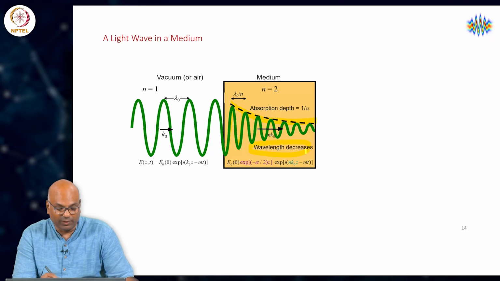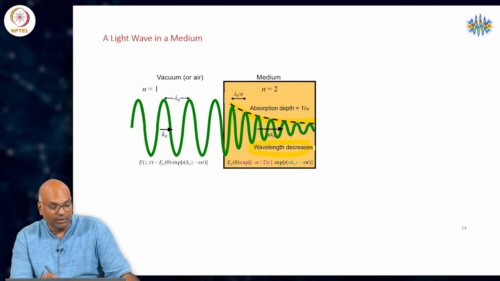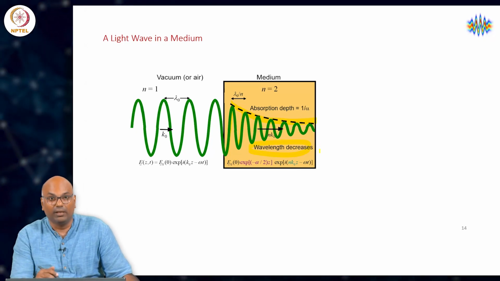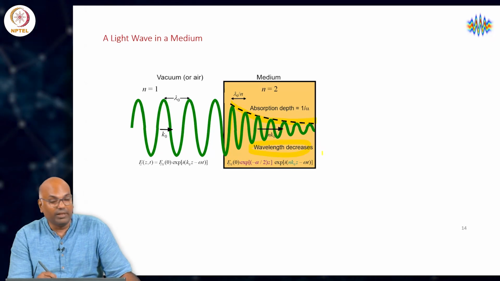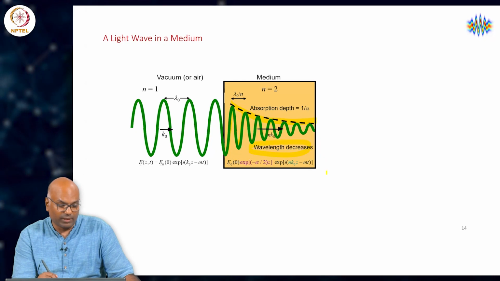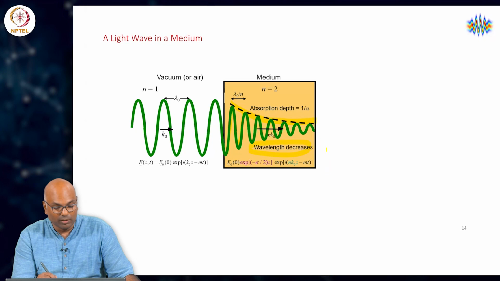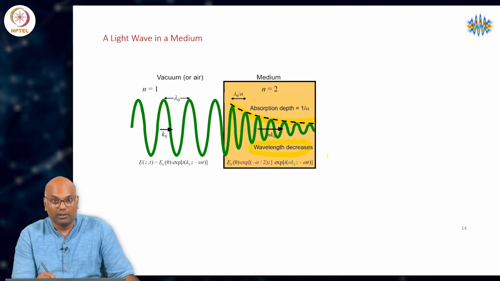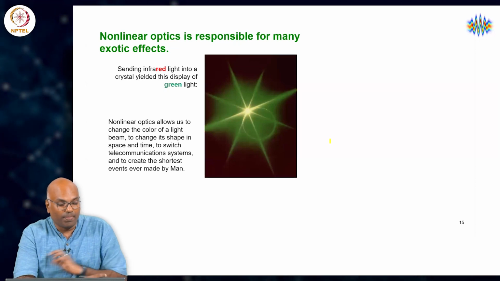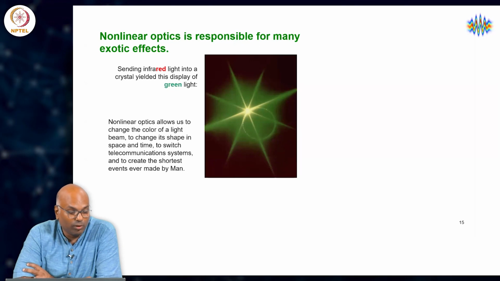The wavelength of the light wave in the medium is lambda naught, the wavelength in vacuum, divided by the refractive index n. This is the real part of the refractive index n, and it is again related to the real part of the electric susceptibility, which in an approximate expression is 1 plus a half the real part of the electric susceptibility. So, this is the primer underneath all nonlinear phenomena.